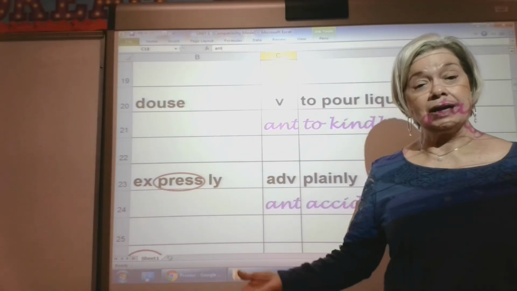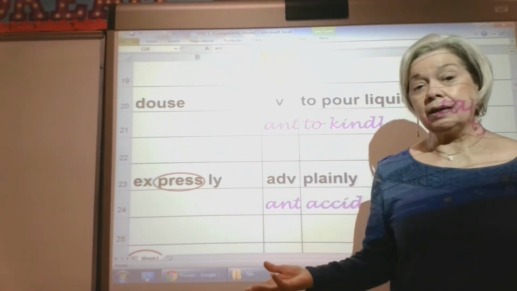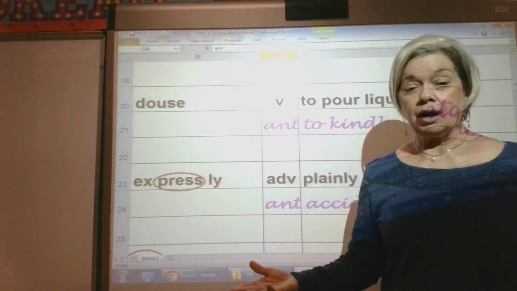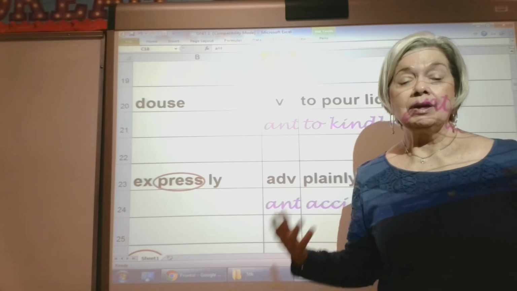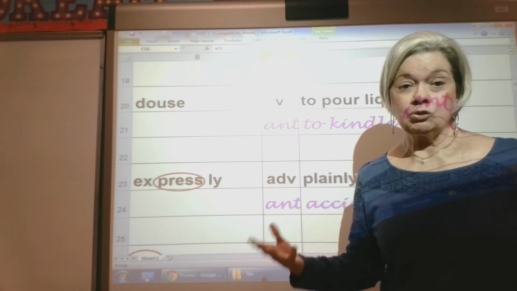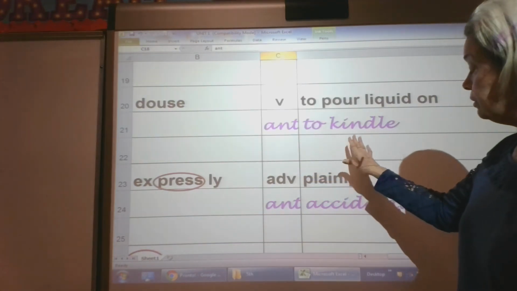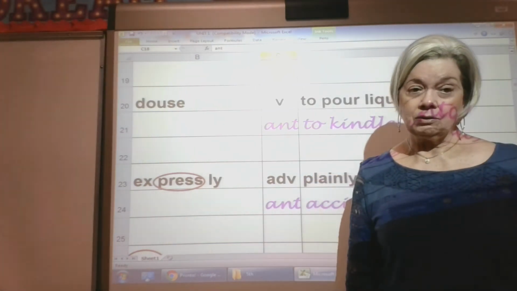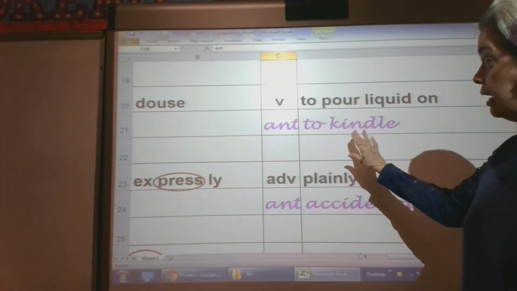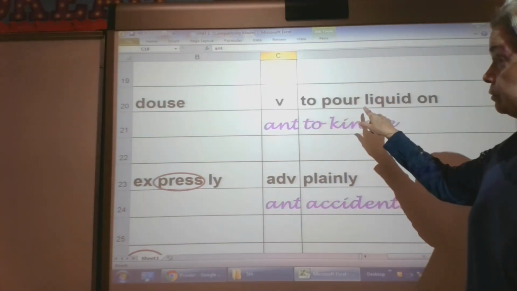Firefighters obviously have to douse a fire. So the more examples you can give to your child using this vocabulary word, the easier it's going to be for them to understand their meaning. Now the antonym for this is to kindle. Kindle means to start a fire. So kindle is the opposite of douse.